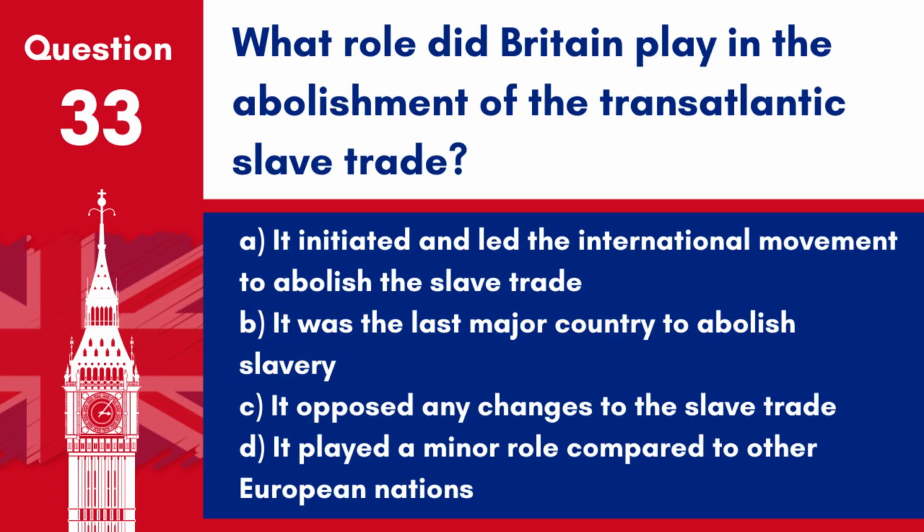Question 33. What role did Britain play in the abolishment of the transatlantic slave trade? A. It initiated and led the international movement to abolish the slave trade. B. It was the last major country to abolish slavery. C. It opposed any changes to the slave trade. D. It played a minor role compared to other European nations.